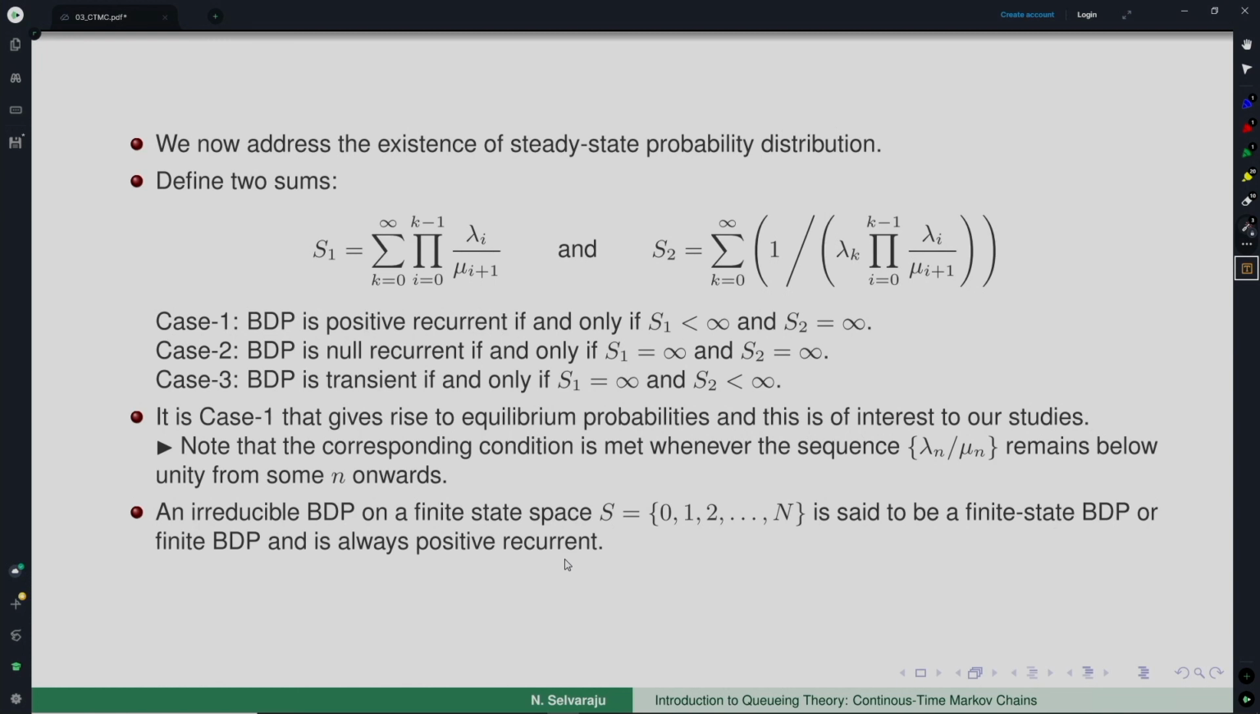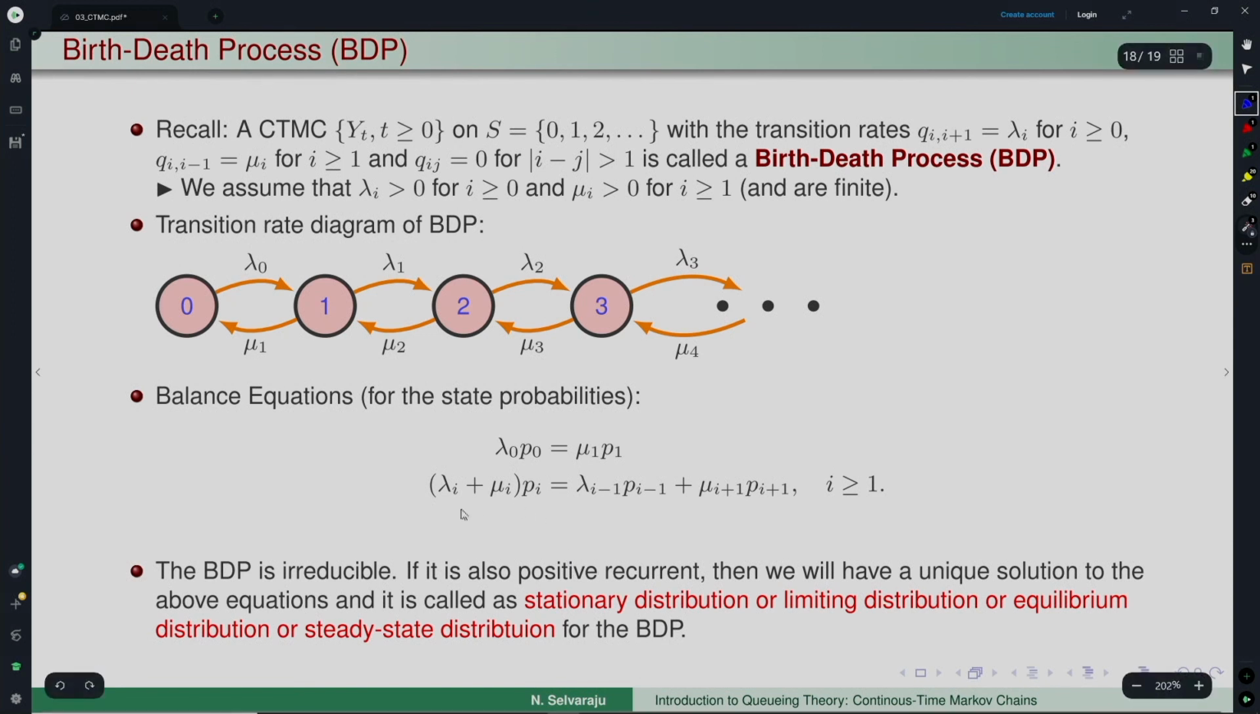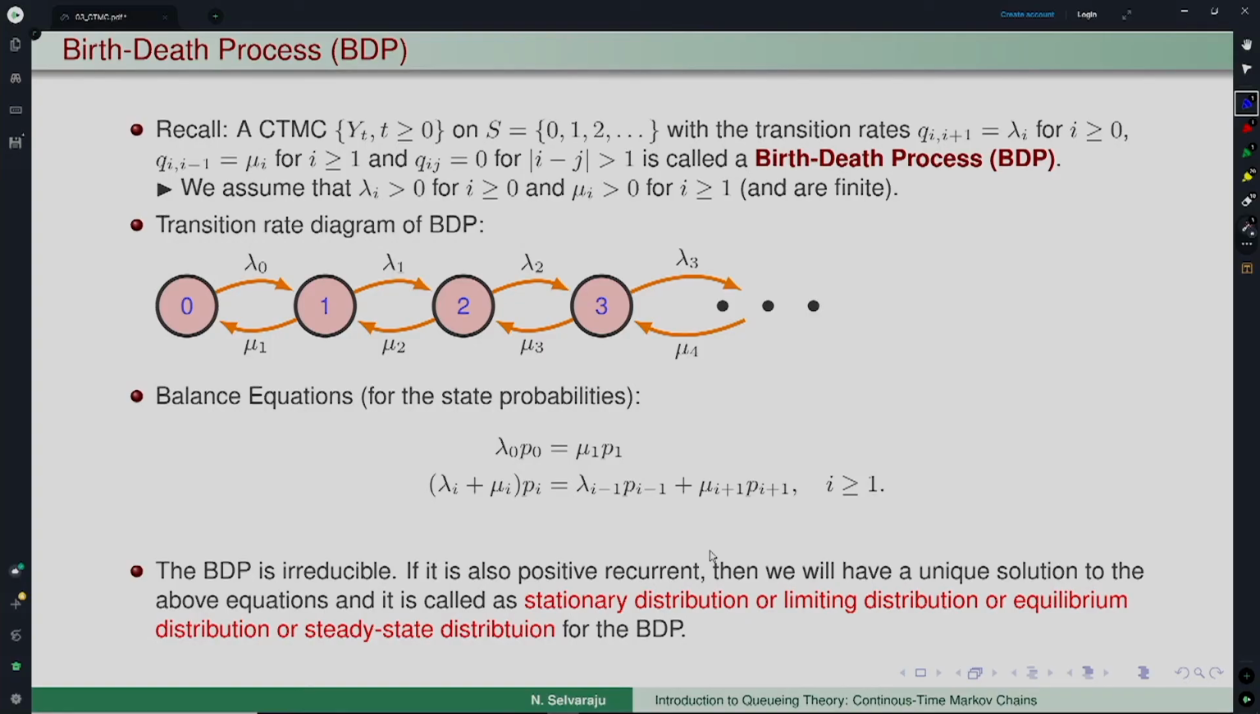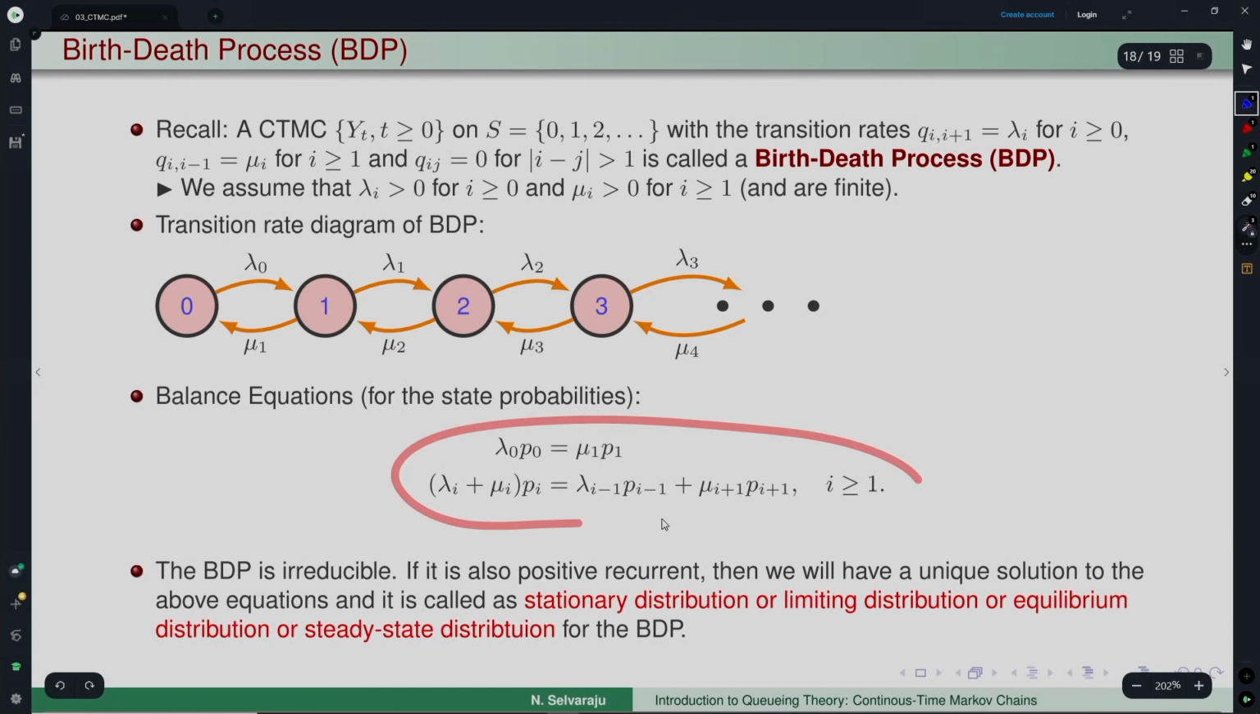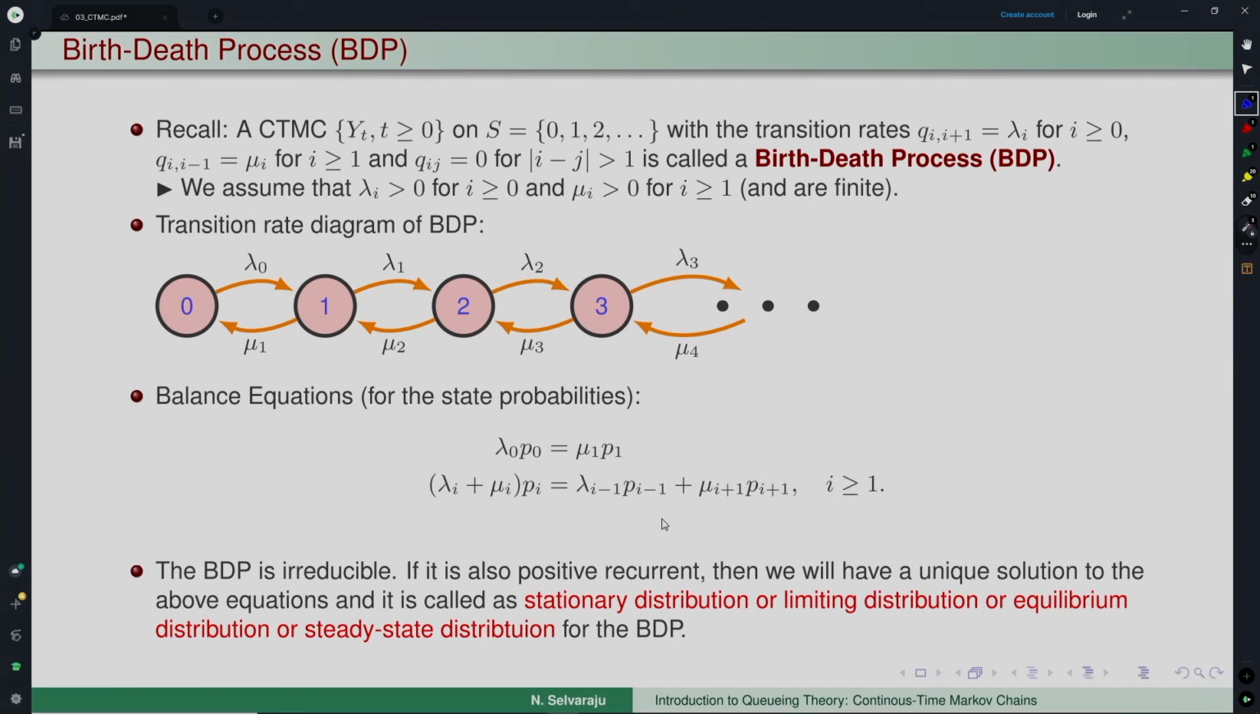So, this is the BDP theory, and we will come back to this BDP once more when we start the next lectures, on basic queuing models. We may not have everything, but this is what we will have. This is what is called the global balance equations, and a solution to the global balance equations is what you are looking for. This can also be obtained from the stationary equation 0 equal to pi Q, which also gives you these flow balance equations.